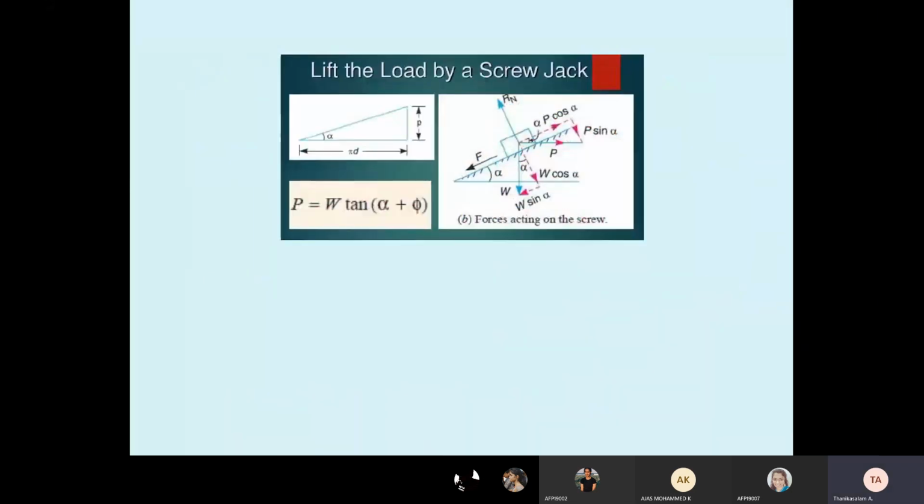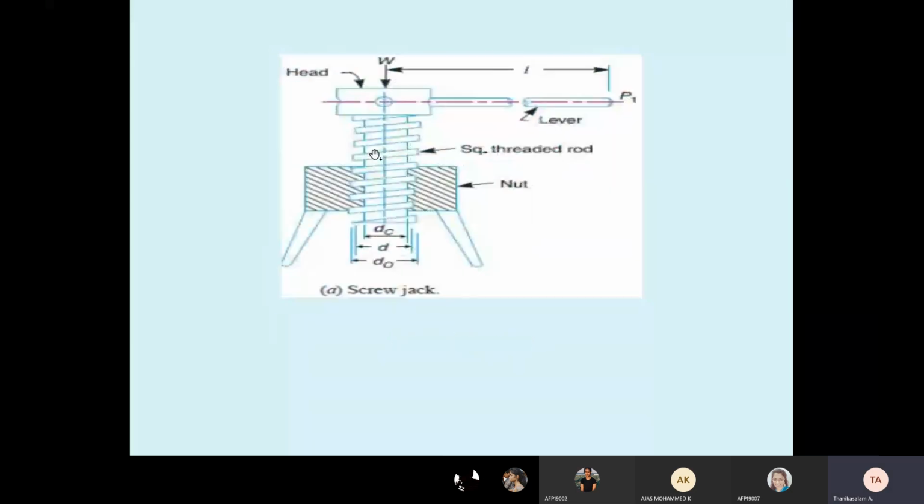You see this one, this is a diagram. The left diagram, see here, a small diagram: tan alpha equals p by pi d. See, d means, just imagine, in the diagram, the mean diameter of the screw. Students, mean diameter of the screw. Pitch means the distance between one screw starting point and another point at another screw starting point. The vertical height. Pitch means the distance from one point to another point of the thread.